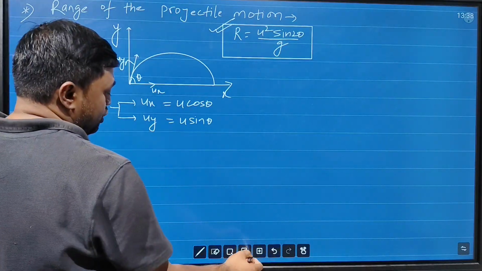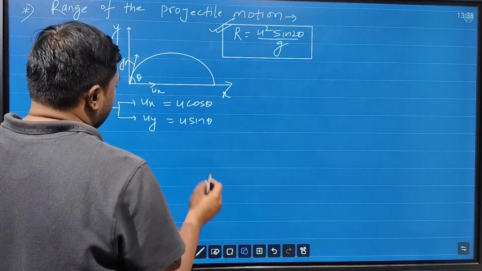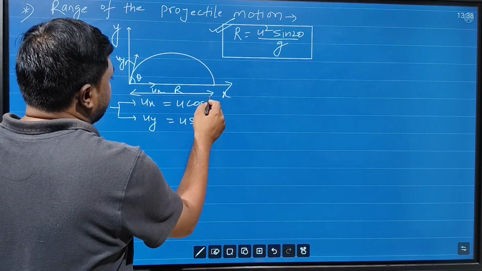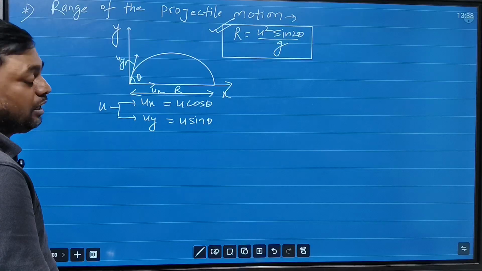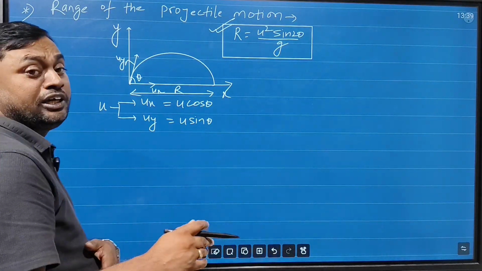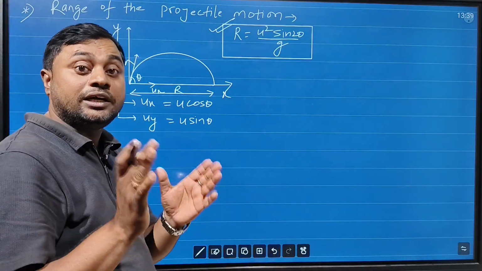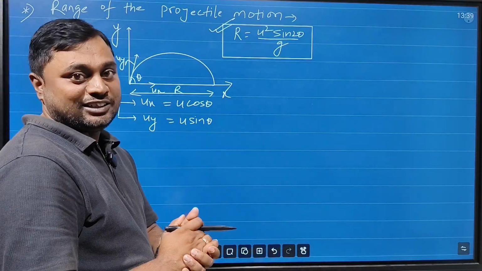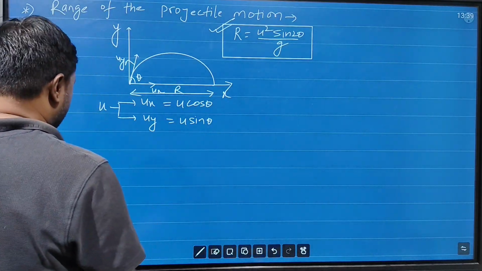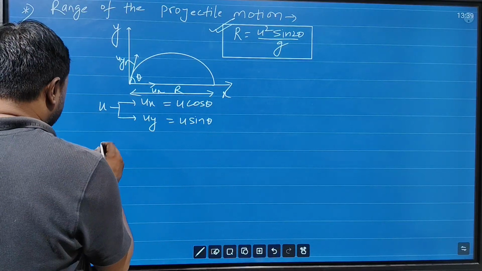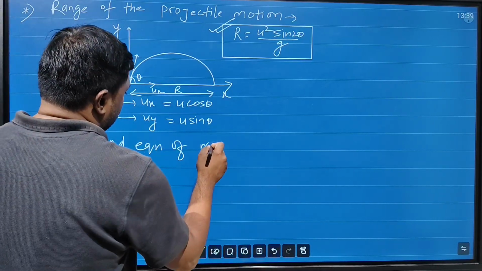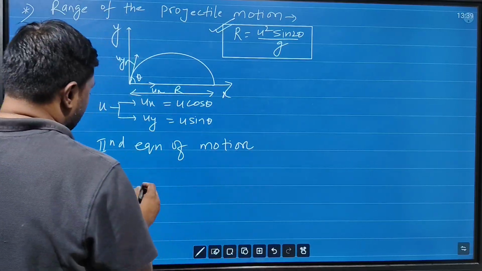So I want the range of the projectile motion. The horizontal distance covered by the particle during the projectile motion is called the range. This range is achieved due to which component of velocity? The horizontal component of velocity. So you can apply the second equation of motion.